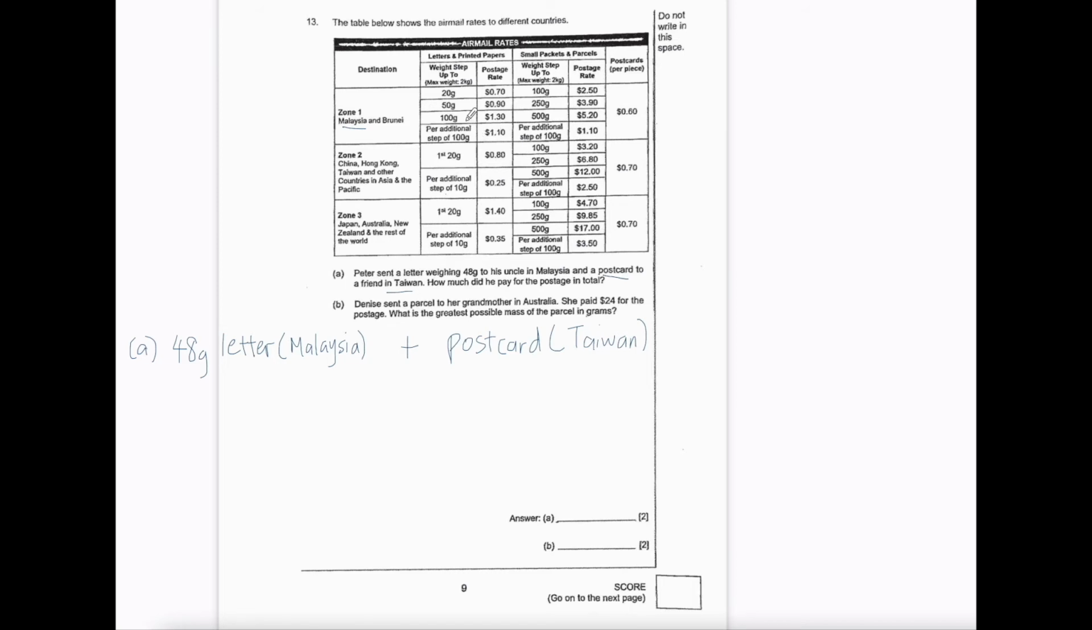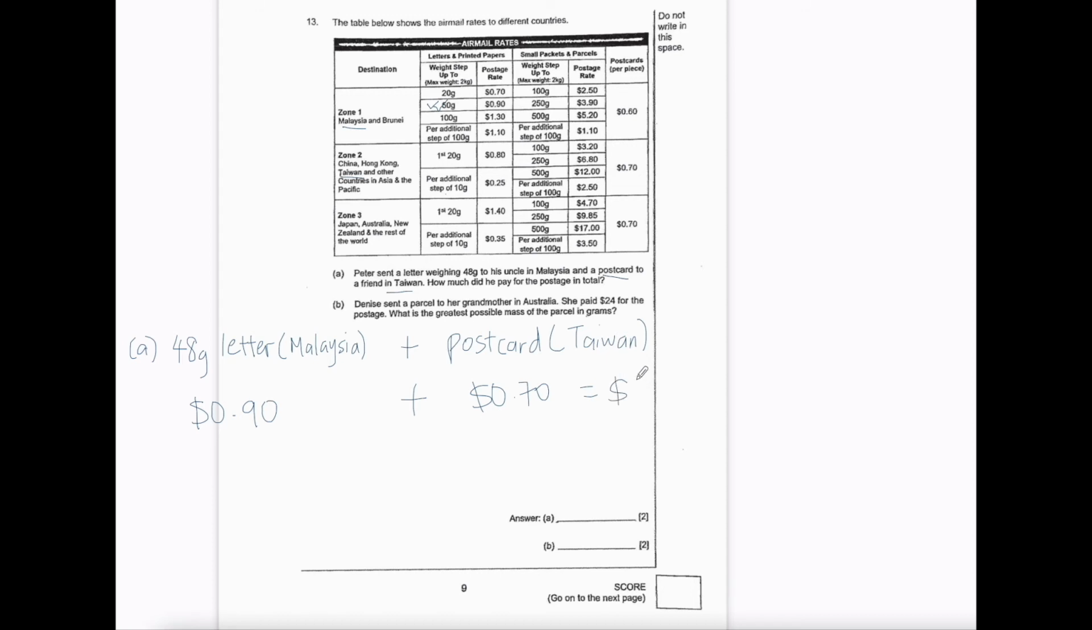Okay, so let's say you have a 101-gram parcel or letter. What you have to pay is $1.30 plus $1.10, because I don't care how much you exceed. As long as you exceed, the first 100 grams you exceed will be $1.10. Okay, so for 48 grams, I will be using this, because it's more than 20 grams but less than 50 grams, so I need to pay 90 cents. A postcard is a flat rate of 60 cents if I'm sending to Malaysia or Brunei, but this time I'm sending it to Taiwan. Taiwan is zone 2, so it's 70 cents.